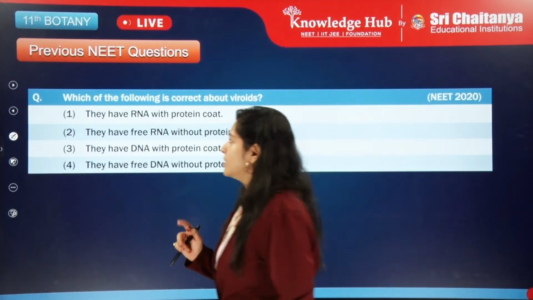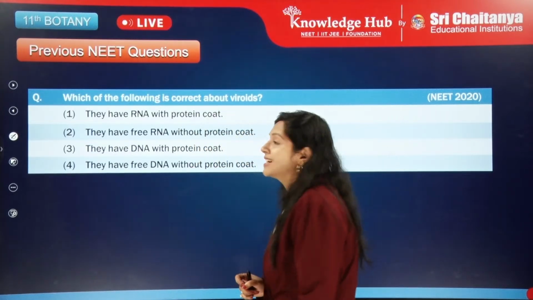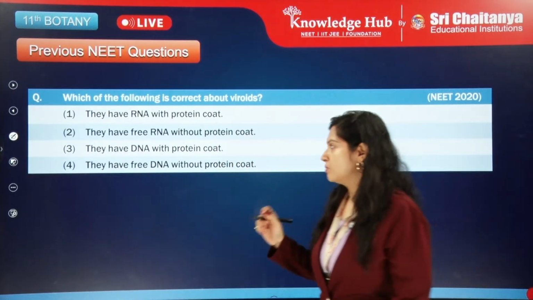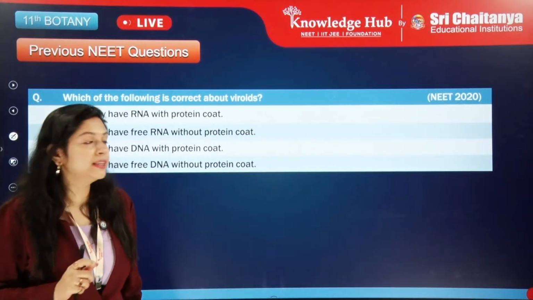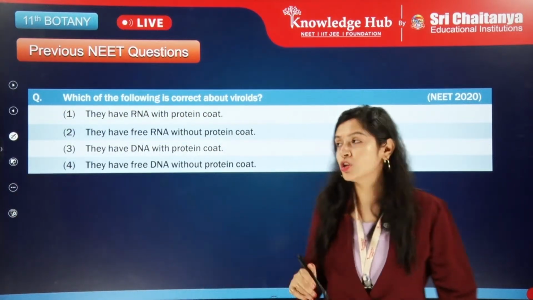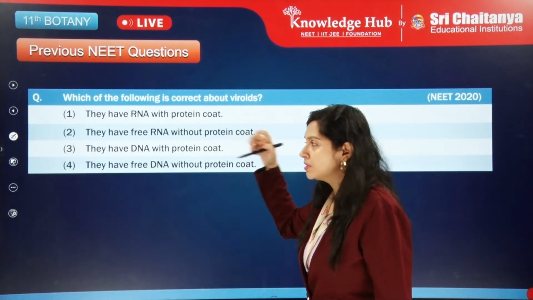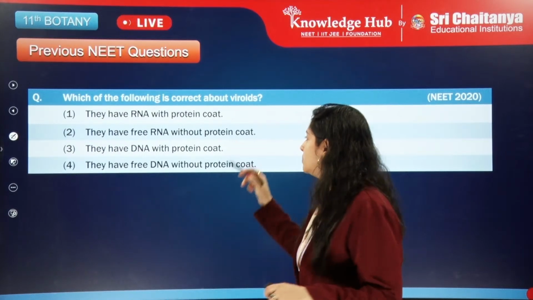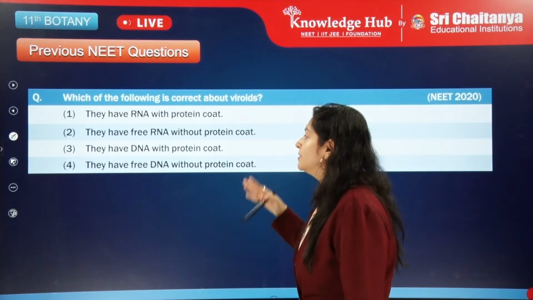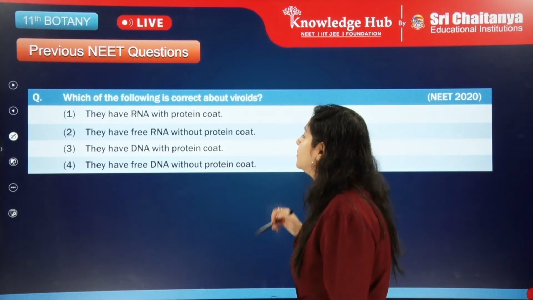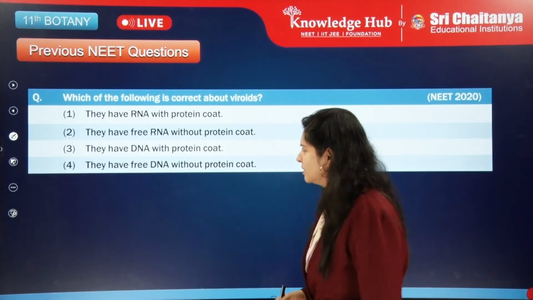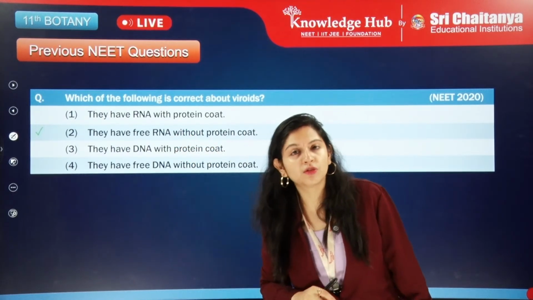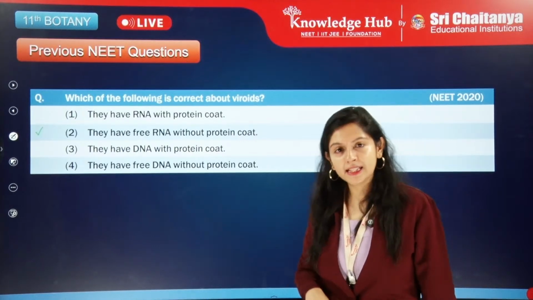So first question here is, which of the following is correct about the viroids? The first option is that they have RNA with protein coat. Next, they have free RNA without protein coat. Then they have DNA with protein coat, and they have free DNA without protein coat. Very easy, right? So the answer is they have free RNA without the protein coat. Let's see the next question.